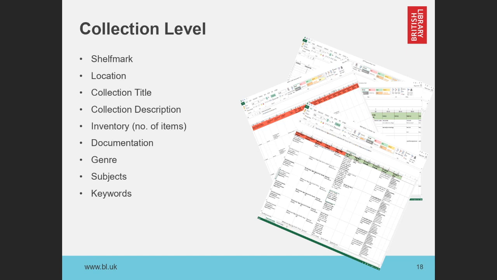Okay, so we'll start with collection level. And here's a list of the fields that we use on the spreadsheet. So we have shelf mark, which, as I say, is just the reference number. Location.